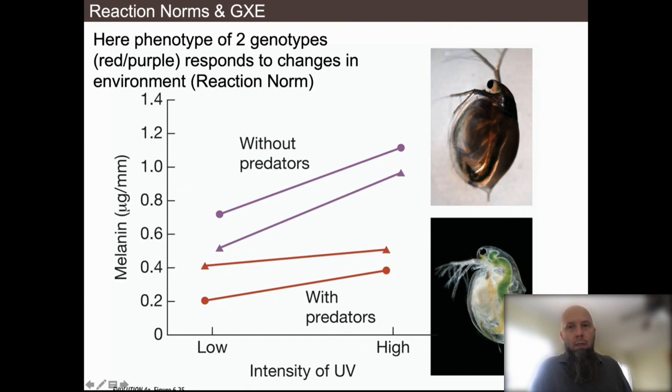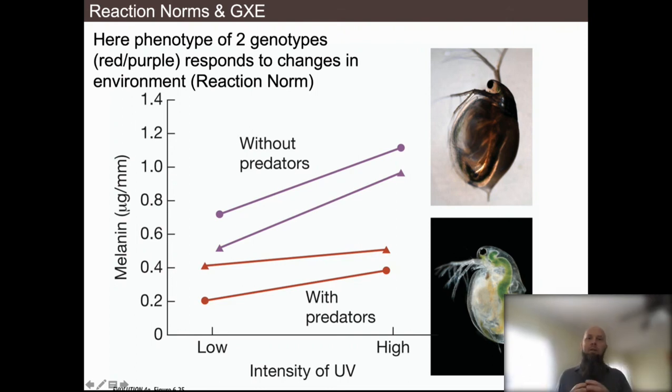So those two purple lines show two populations without predators at different light levels, okay? So the more UV, the more melanin they have. That's not the case in populations where there are lots of predators, okay? There's a slight increase in melanin production, but not as much as if there were no predators, okay? And so this represents a genotype by environment interaction. You see up at the top of the slide, I put GXE. That's genotype by, or multiplied by, environment interaction.